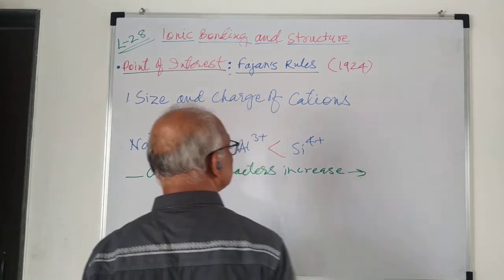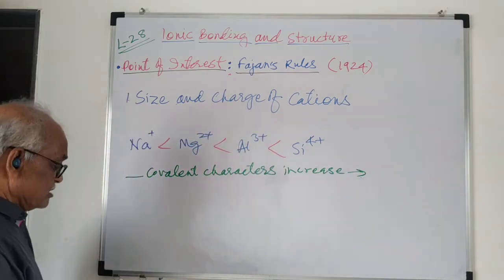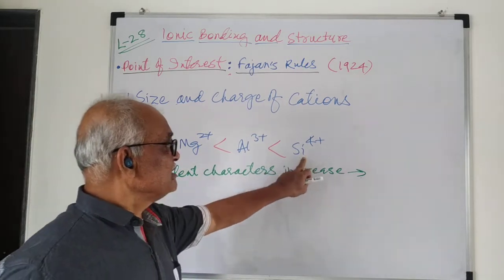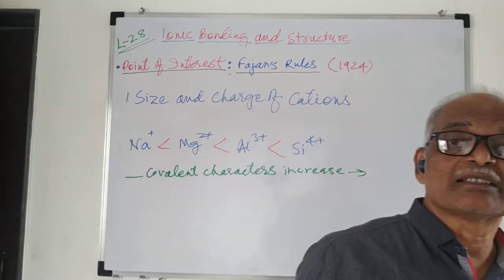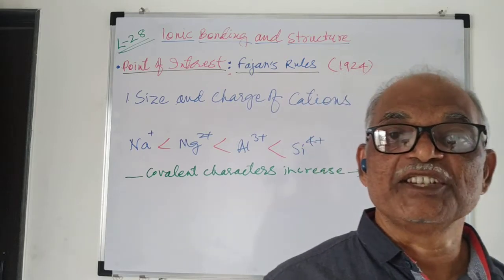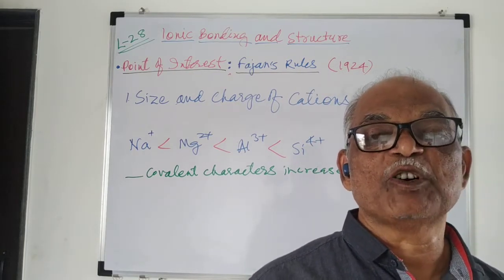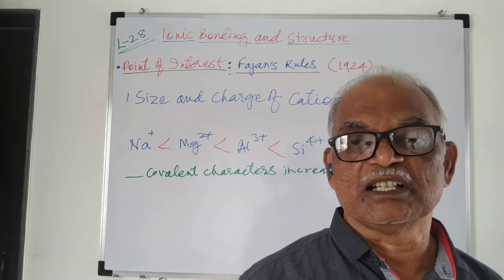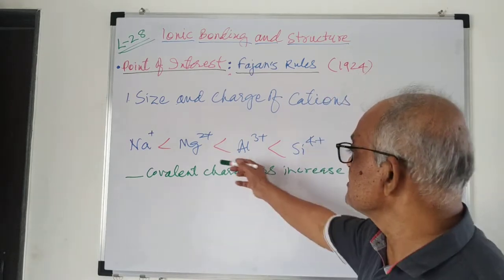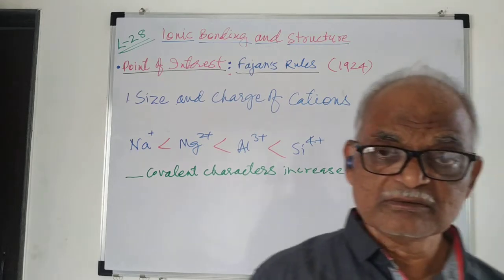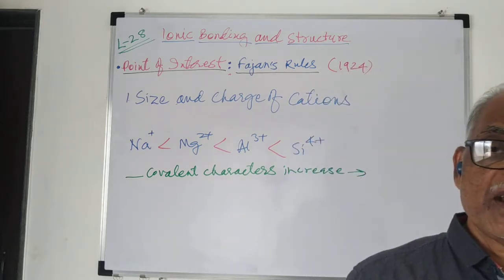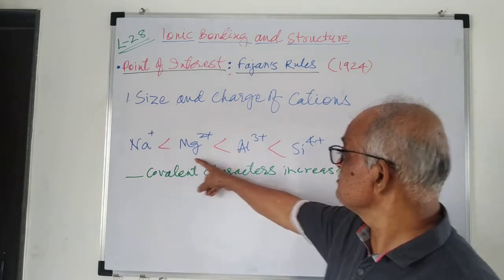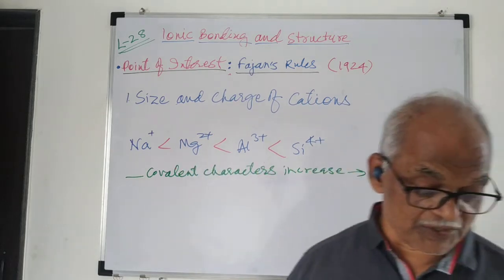In this direction. Compared to Na+, the Si4+ compounds are more covalent in nature. So their melting points and boiling points are lower, and the solubility in water is also decreasing in this direction, and the various other characteristics are of covalent nature as we move from left to right in this series.